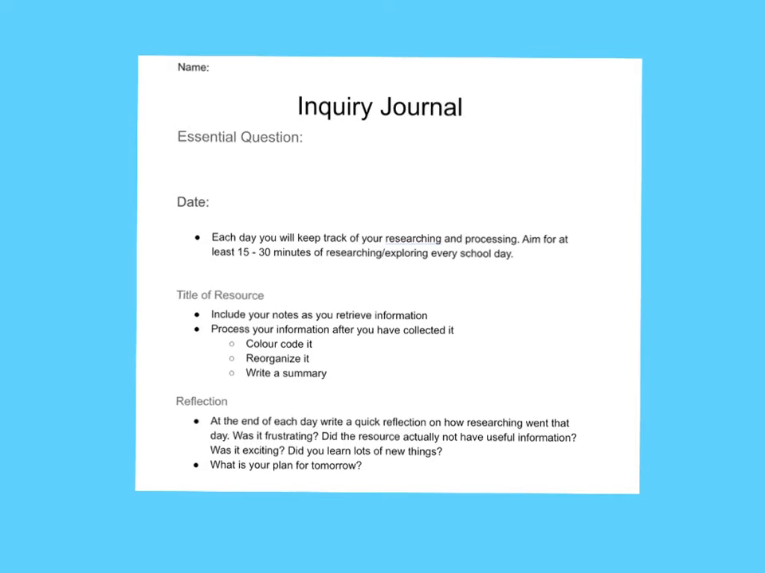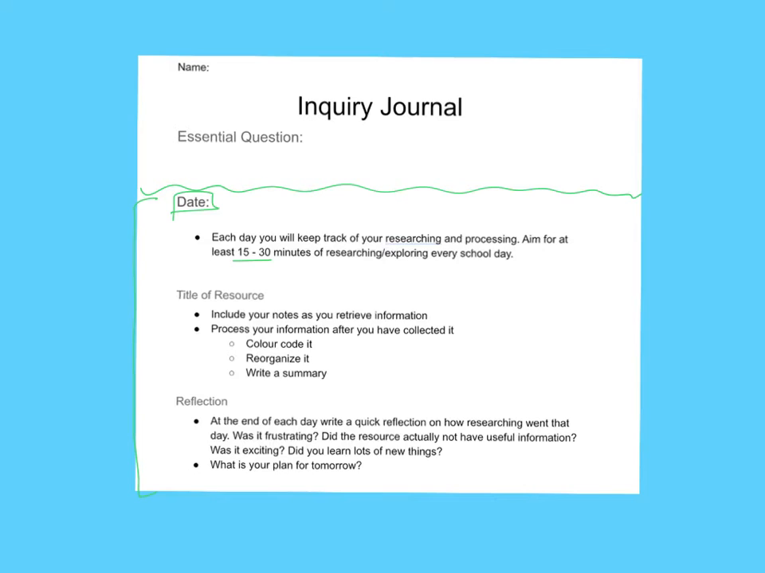So this top part here is only going to happen once, potentially, in your journal. This next section is the part that you can repeat each day. So you would start each day by writing the date. So that could be today, May 11th. And then each day you're going to keep track of your researching and processing. You're aiming for 15 to 30 minutes of researching or exploring every school day.